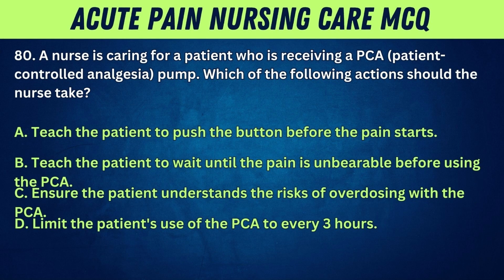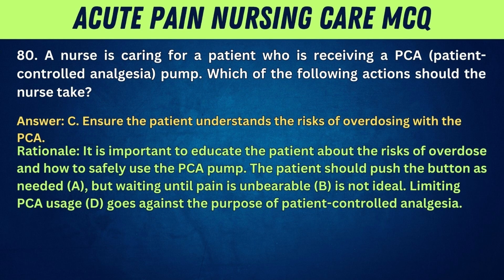80. A nurse is caring for a patient who is receiving a PCA, patient-controlled analgesia, pump. Which of the following actions should the nurse take? A. Teach the patient to push the button before the pain starts. B. Teach the patient to wait until the pain is unbearable before using the PCA. C. Ensure the patient understands the risks of overdosing with the PCA. D. Limit the patient's use of the PCA to every 3 hours.